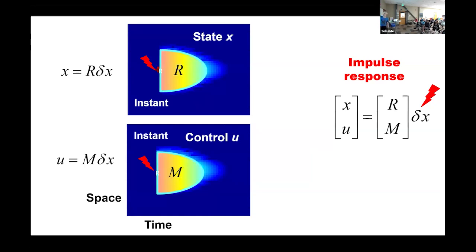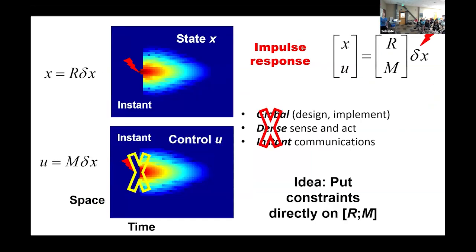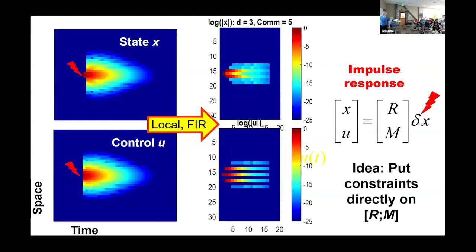And we're going to call this just the patch R and this patch M. This is the closed loop behaviors. And this is global in design and implementation: dense sensing and actuation, instant communications. Can't build this. So you can't do that. So what you do is you do this. What this is, it's delayed and it's sparse, and the performance is inconsequentially worse.